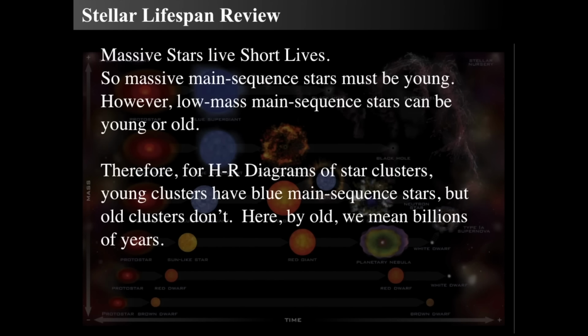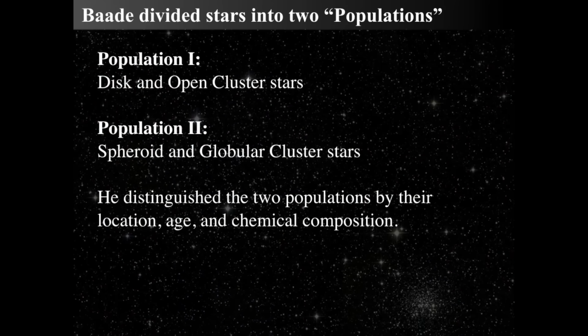So HR diagrams of star clusters, if they're young, they have blue main sequence stars. But the old clusters don't have blue main sequence stars. And by old, we mean up to billions of years. So old star clusters can be up to billions of years old, but young star clusters are on the order of tens of millions or at the most 100 million years old. And so Baade took this idea and divided all the stars up in Andromeda into two different populations of stars.